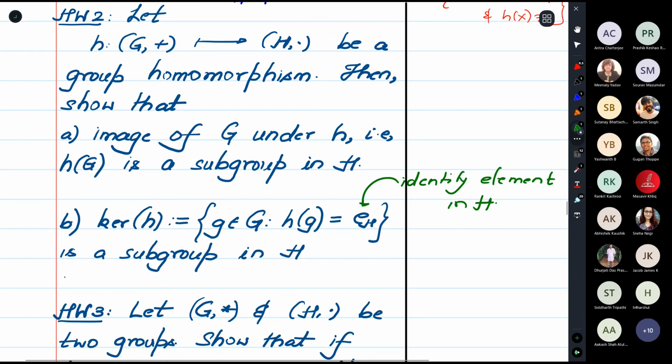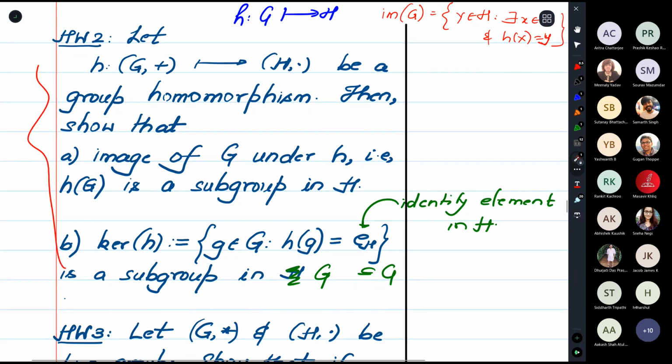I hope you agree that this kernel is a subset of G. So there is a typo here. One can verify that the kernel of H is actually a subgroup in G itself. Is this okay? One can actually verify this, so this will be one of your questions in your assignment.